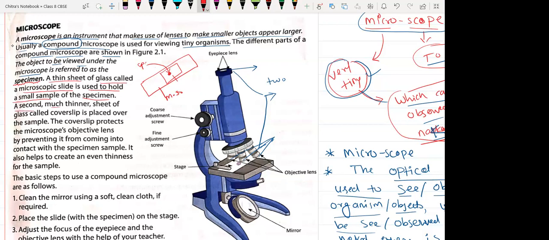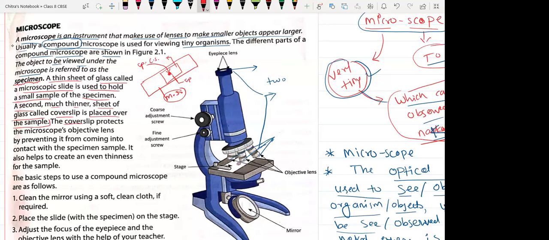A second, much thinner sheet of glass. See, first we have the glass slide. Then we keep the specimen, and above it we place that very thin glass called the cover slip. It's called what? Cover slip. The cover slip is placed over the sample.